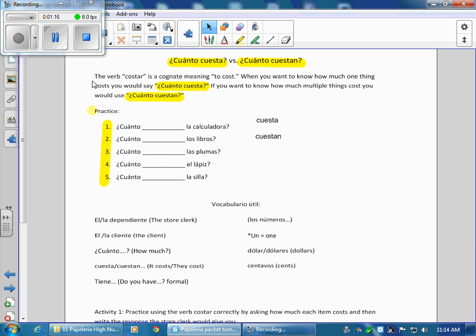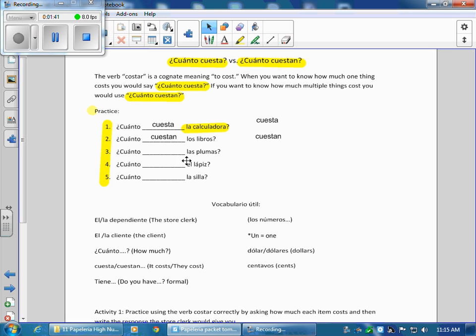Okay, so you should have gotten the answers for numbers 1 through 5. So we're going to now check our work. Okay, so if you have cuánto blank la calculadora, you should notice that la calculadora is singular, so you'd need the singular cuesta. Okay, the second one, cuánto blank los libros. Los libros, they're plural, so you'd need cuestan.